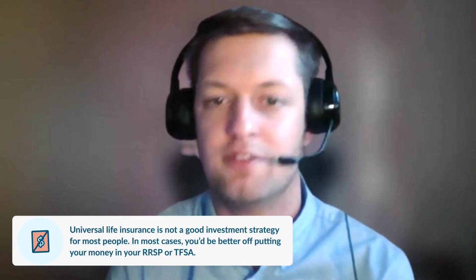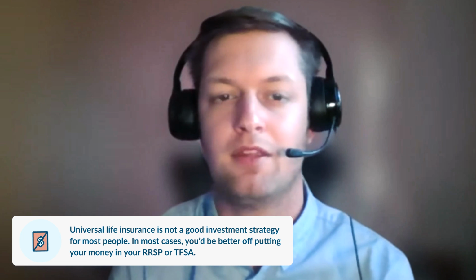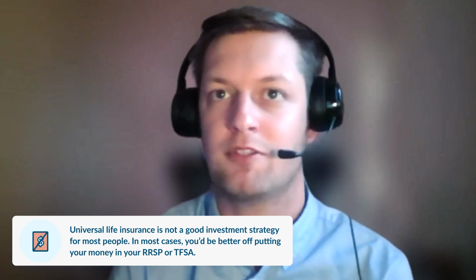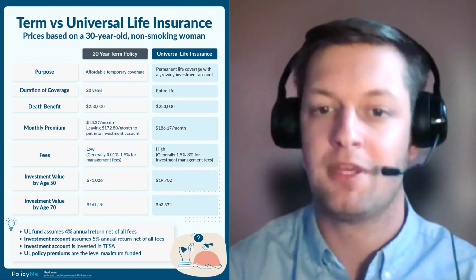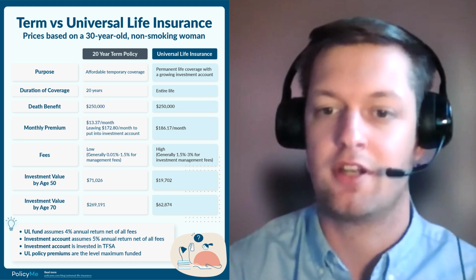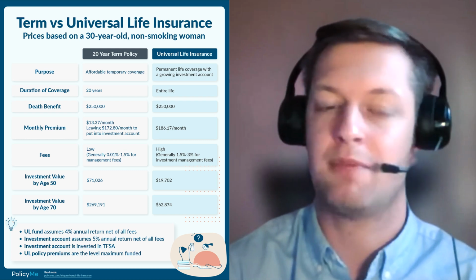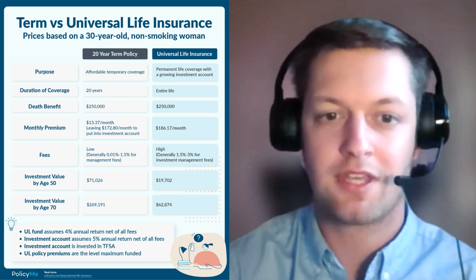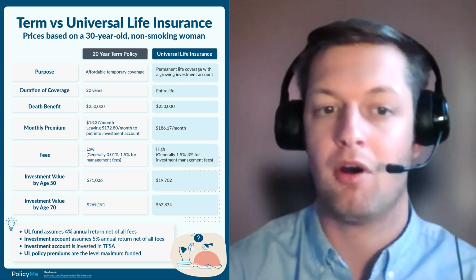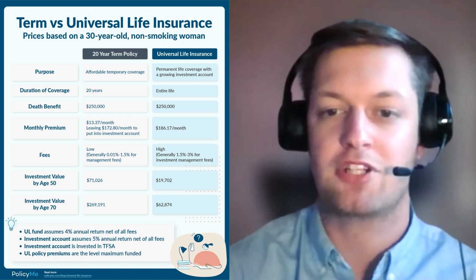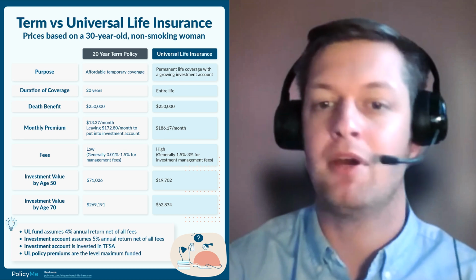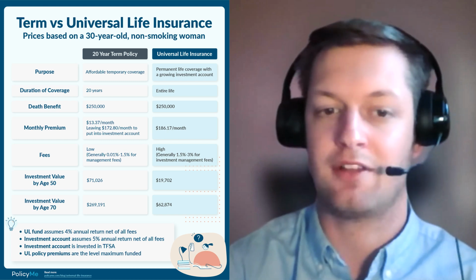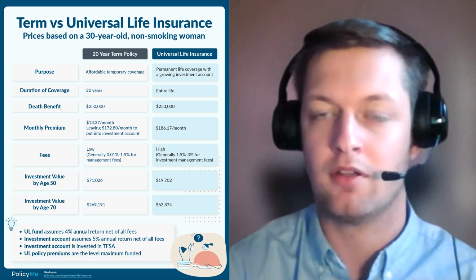Universal life insurance is not a good investment strategy for most people. In most cases, you're better off putting your money specifically into an RRSP or TFSA. If you're a high income earner who has maxed out other investment options like your TFSA and your RRSP, it would be a good option to consider. But with limited returns, it's typically not a great investment. Also, in the worst case, the returns are overestimated when the policies are sold, leaving people with the impression that they have more security than they actually do. As time goes on, premiums can go up, the policy could be underfunded, and then suddenly you can't afford to keep the policy active anymore.